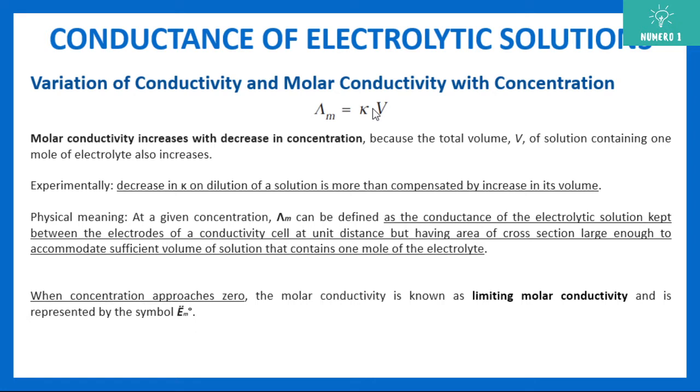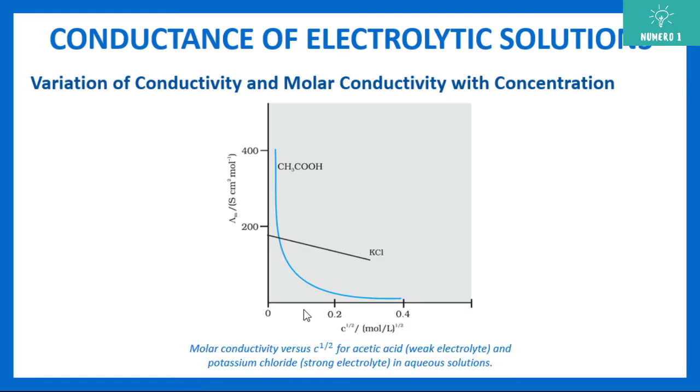Now there is one thing that is much more interesting here. When concentration approaches zero, the molar conductivity value is known as limiting molar conductivity. This is also known as molar conductivity on infinite dilution. When we talk about limiting molar conductivity, we represent it by lambda m naught, that is lambda with a naught on the top, m naught. Now let's see the scenario of strong and weak electrolytes.